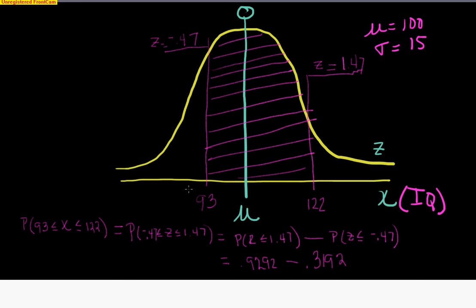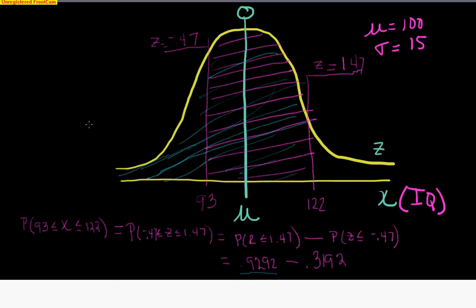If you look at the area of 0.9292, I'm going to use a different color here. Let's switch to this sort of teal color. This value here would be everything less than 122, or less than 1.47. That's all of this, out into eternity, negative. It's going to go on forever that way. That's the 0.9292, basically 93%.